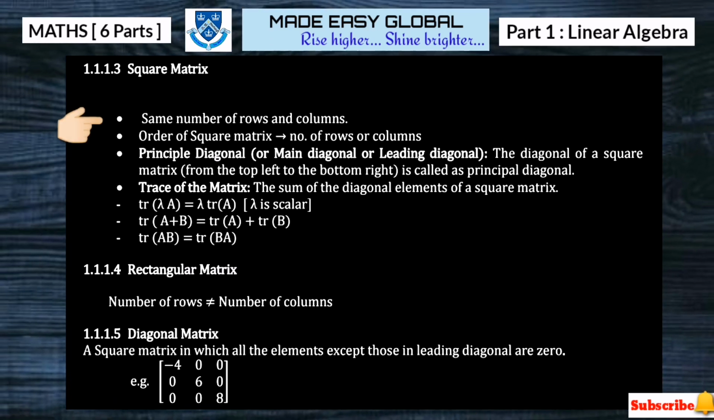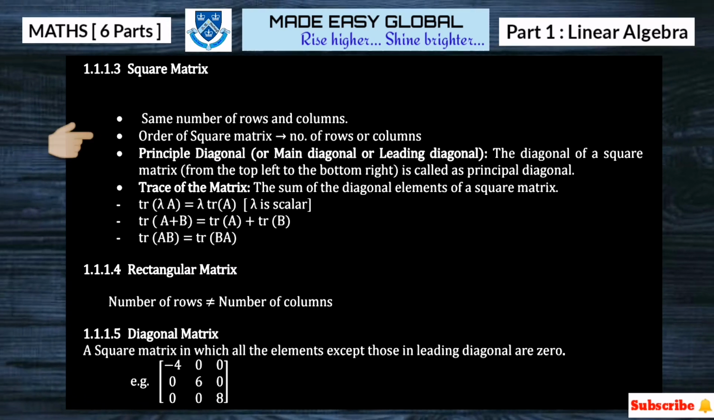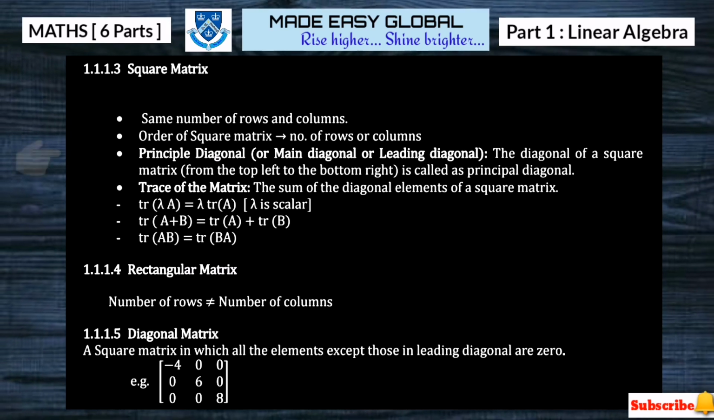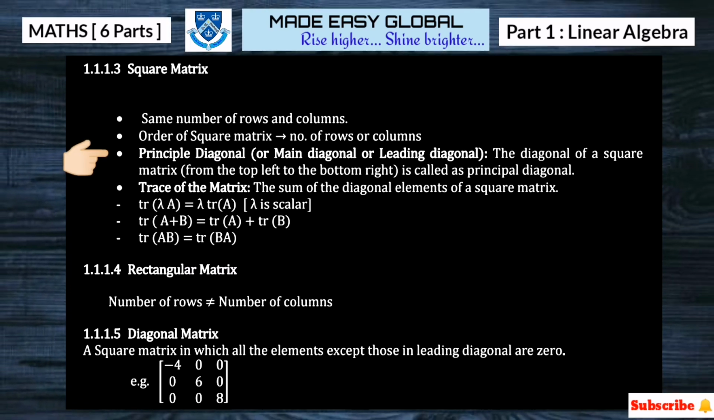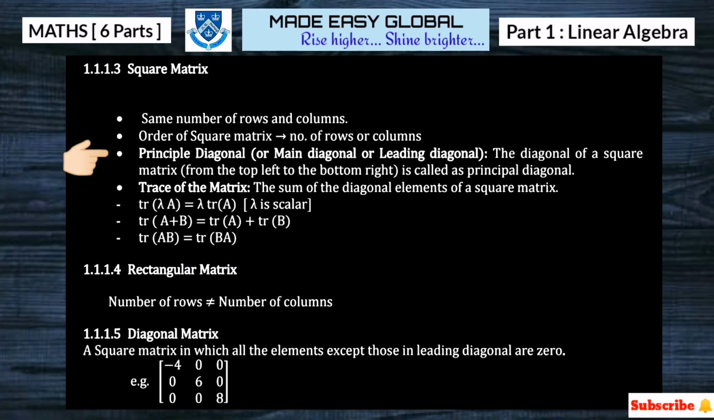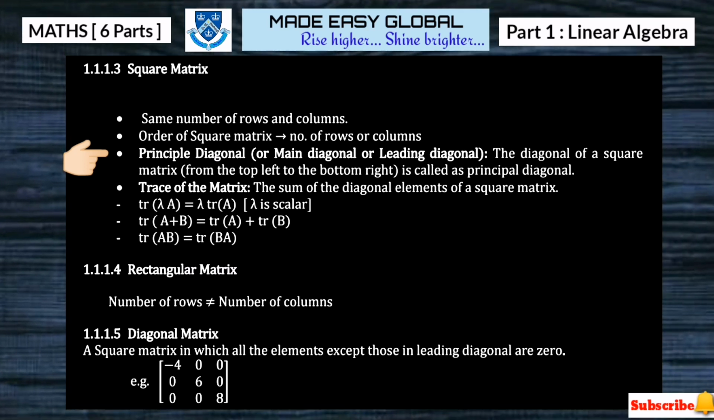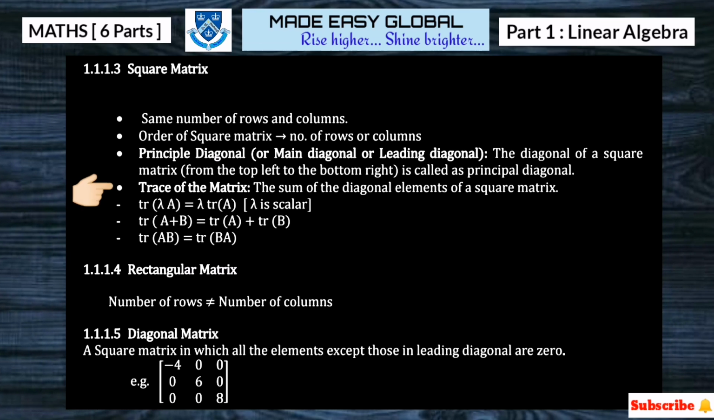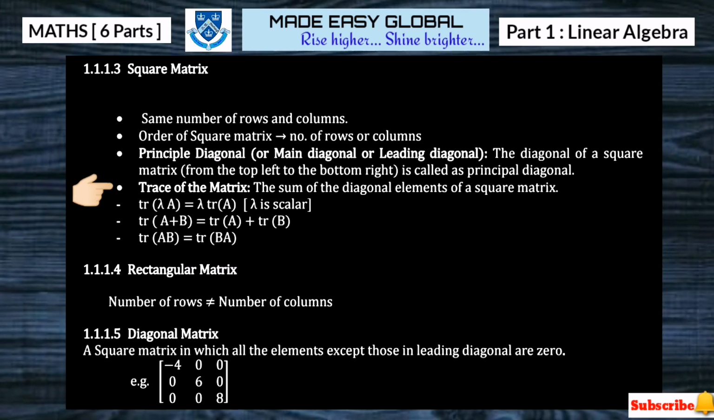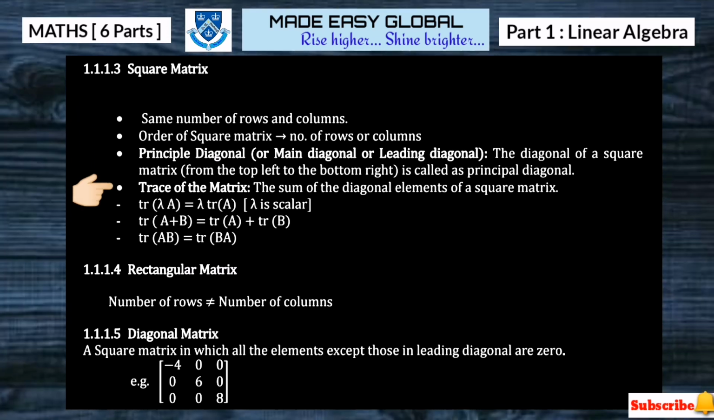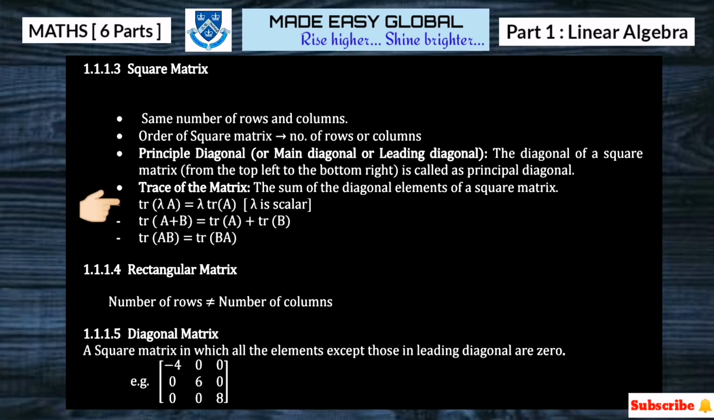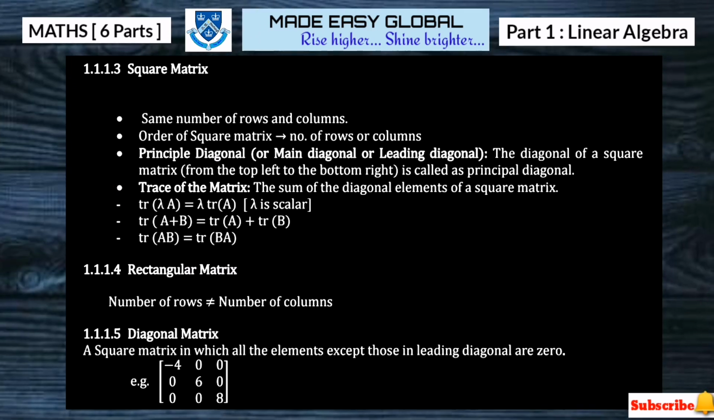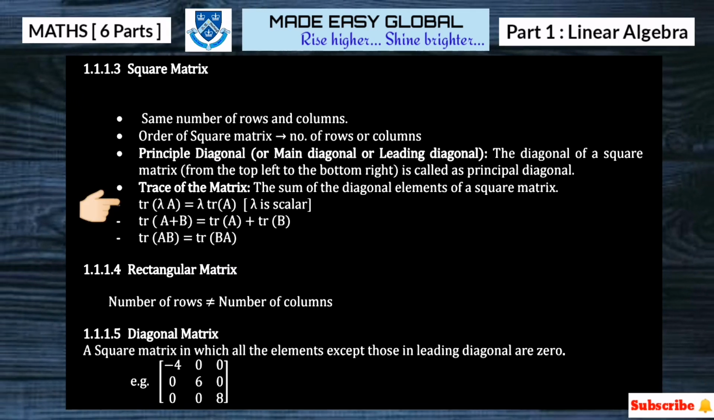First, the same number of rows and columns. The order of a square matrix is equal to the number of rows or columns. Then the principal diagonal: it is the diagonal of a square matrix, which is known as the principal diagonal. Then the trace of the matrix is the sum of the diagonal elements of a square matrix. Here is the representation of the trace, and these properties are important for the examination.